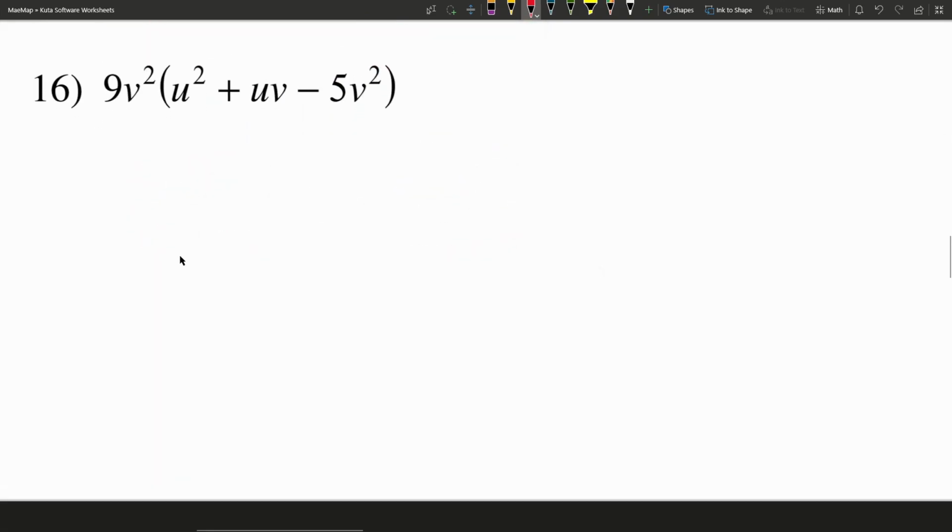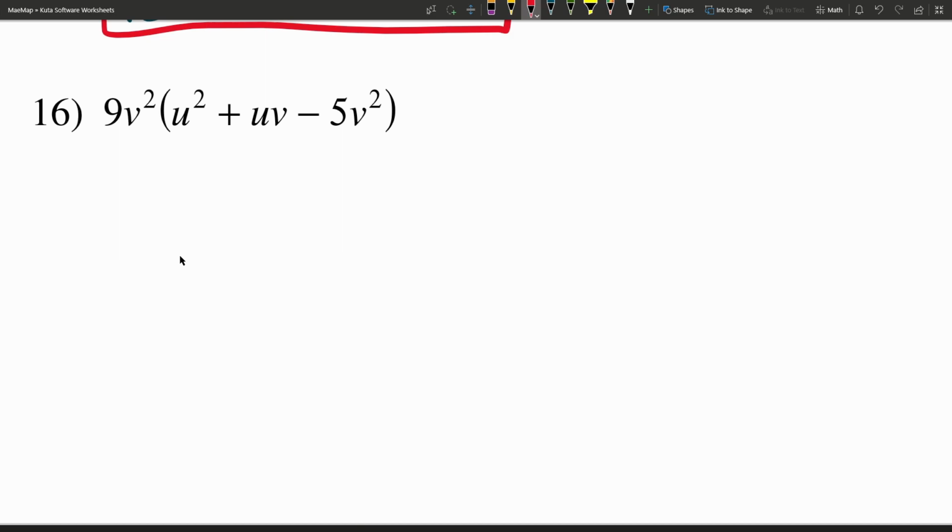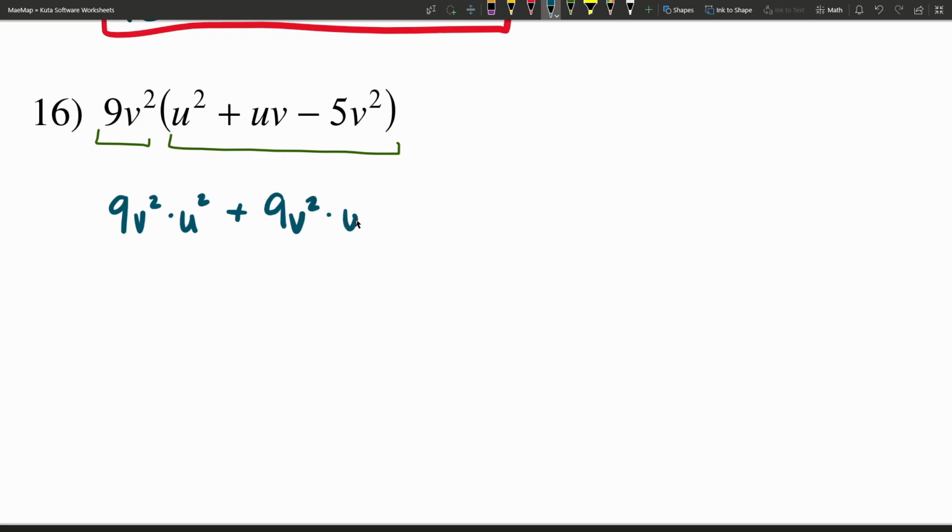The last problem on this worksheet is number 16. It's a monomial of 9v squared multiplied to a polynomial u squared plus uv minus 5v squared. So we're going to start by distributing that monomial through. So we're going to have 9v squared times u squared, and then we're going to add 9v squared times u times v, because that u times v is that next term, and then we're going to subtract 9v squared times 5v squared.